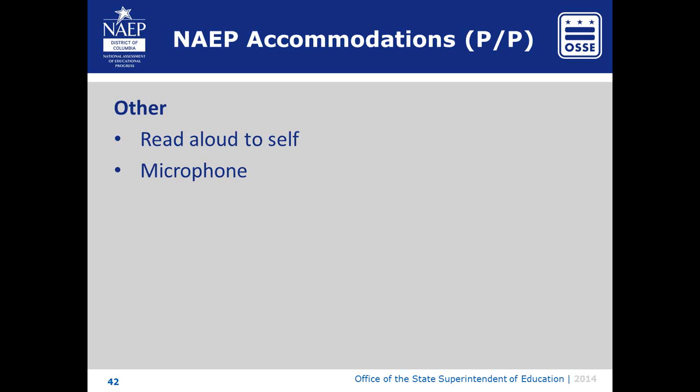Finally, there are other accommodations that are allowed by NAEP, such as the read aloud to self or having an administrator wear a small microphone to conduct the session. In many cases, these types of accommodations can be administered in the regular session without disrupting other students. Schools should discuss any other accommodations with the NAEP representative during or prior to the pre-assessment review call.